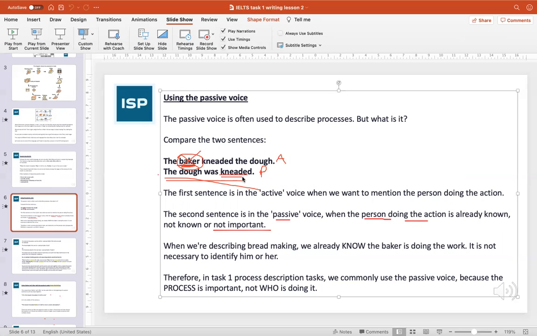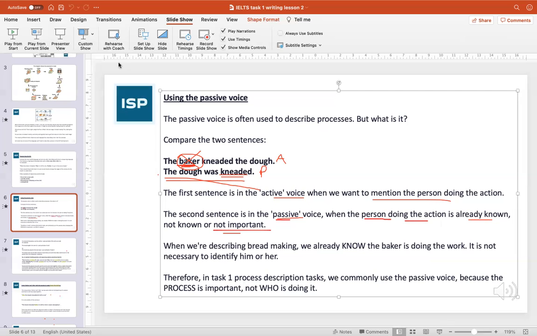We want to know what to do. We don't need to know who did it. So we use a passive voice to focus on what was done, right? So the active voice, we want to mention the person doing the action. So we don't want this. We want to use the passive voice. And that is when the person who's doing the action is already known, or maybe it's not important. Like, if somebody's making bread, for example, we know it's the baker. The baker's making bread, right? We don't need to actually say that. We want to just simply focus on what he is doing or she is doing.